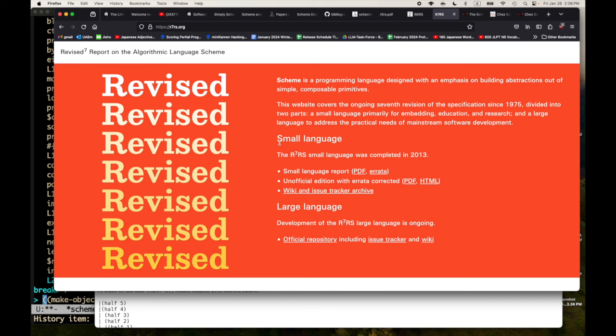What's happened in practice is that the small language design was completed in 2013. The large language design is still going on, 11 years after the small language was finished. I guess this was almost a guaranteed outcome when you're trying to make a much bigger version of the language that's not supported by a bunch of industry and government research labs or whatever. So this spec is still going on.